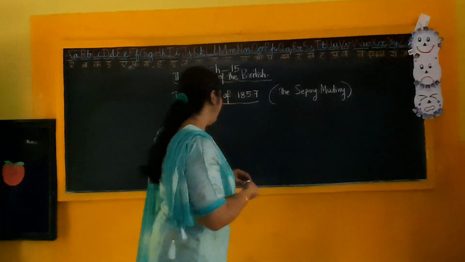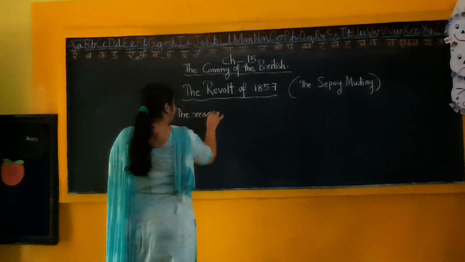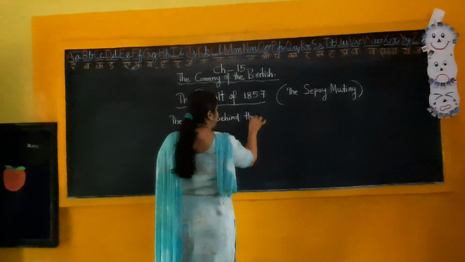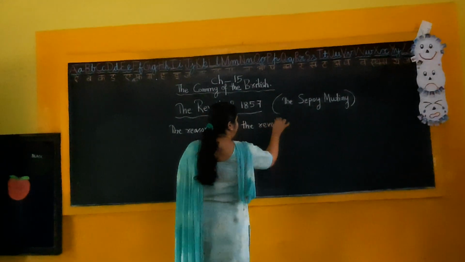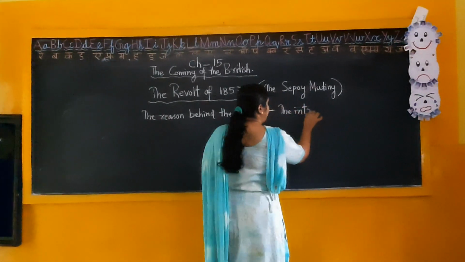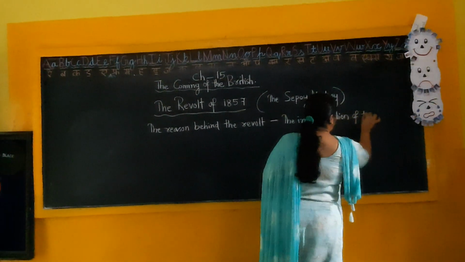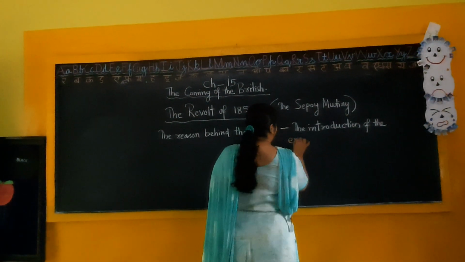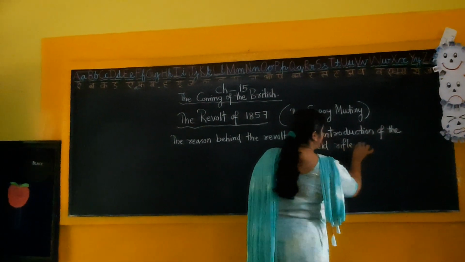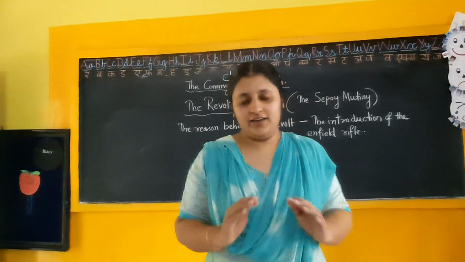Here we will write the reason behind the revolt. What was the reason behind the revolt? The introduction of the Enfield rifle in the army. So that was the reason behind the revolt of 1857.